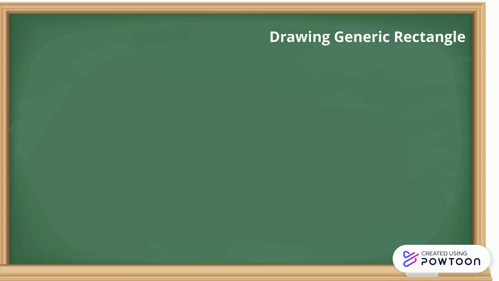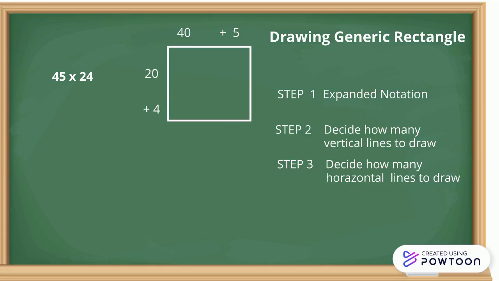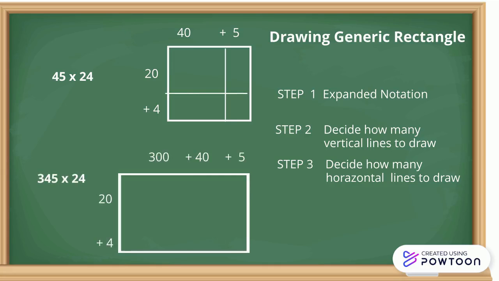When drawing a generic rectangle, the design of it will be determined by the expanded notation. So for instance, compare 45 times 24 to 345 times 24.